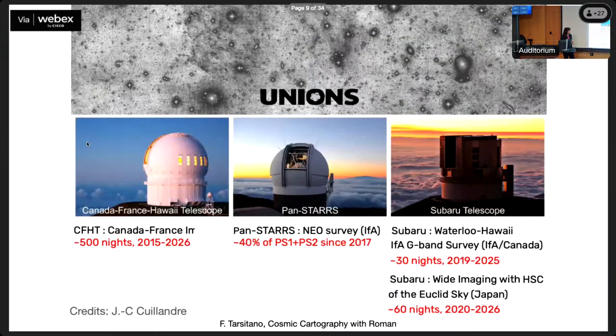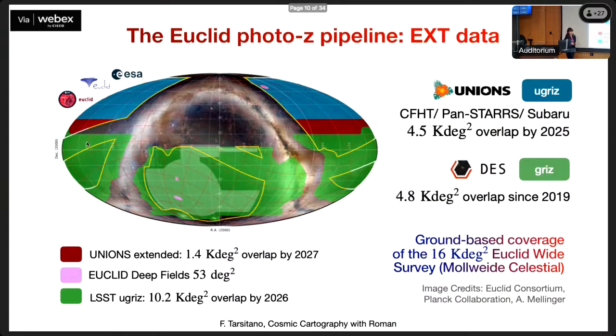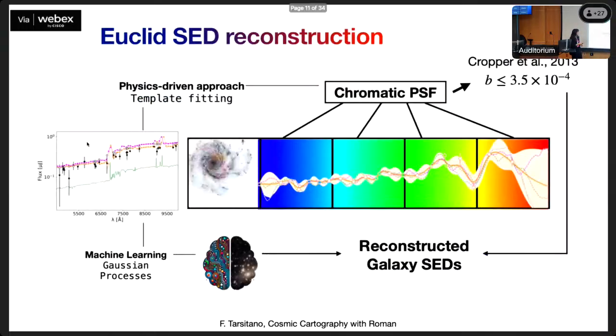And in terms of external data, we can definitely mention UNIONS, that is a collaboration of collaborations, including the Subaru telescope and the Dark Energy Survey. They are extremely important in order to calibrate the photometric redshift. Another product of the pipeline that relies on external dataset are galaxy spectral energy distributions.